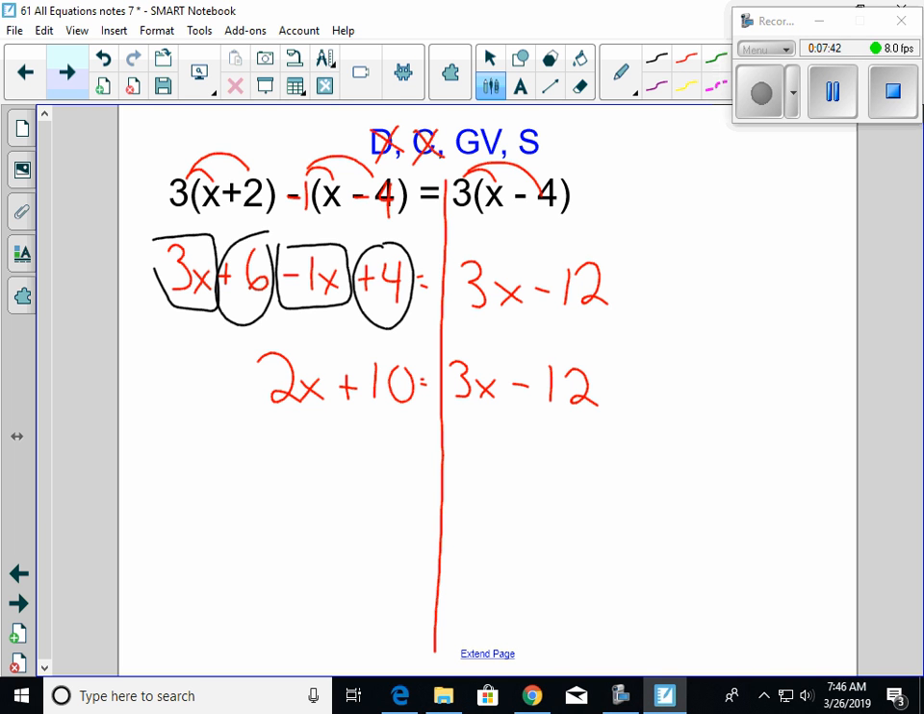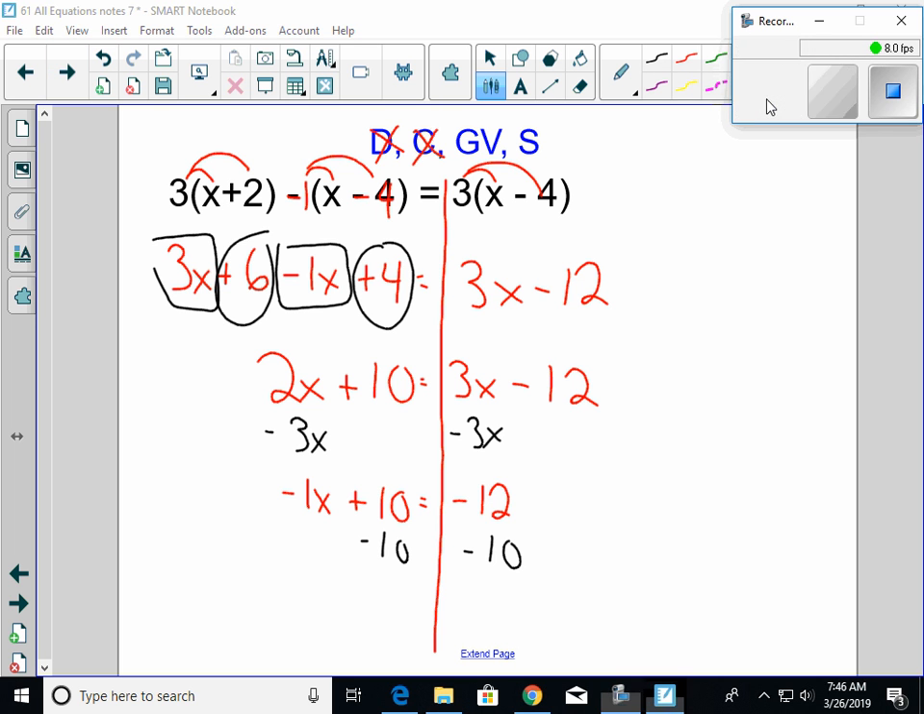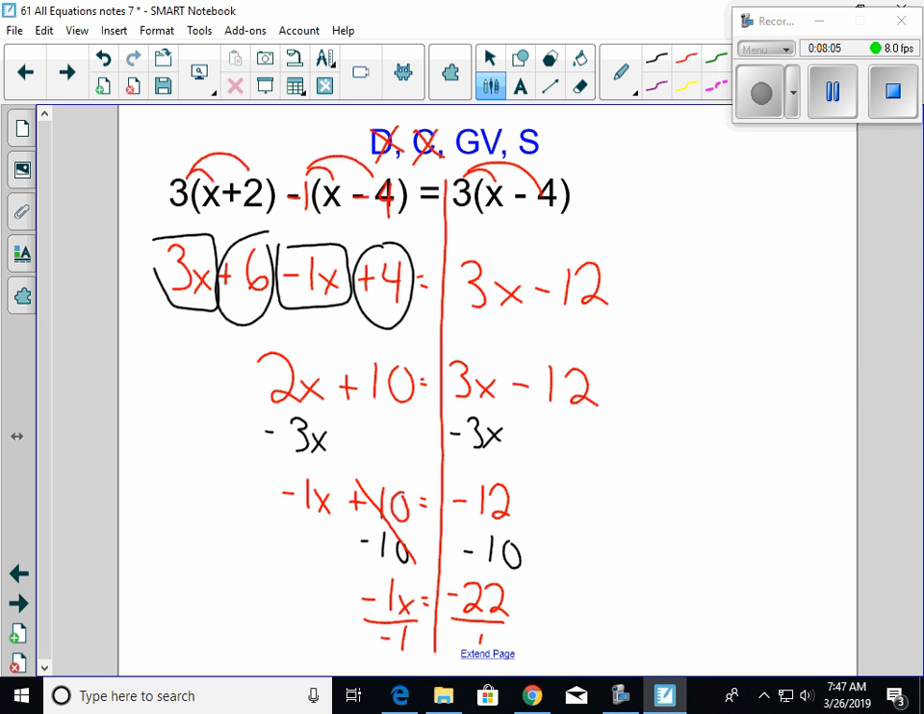Get your variables to the same side. Opposite of 3x is minus 3x. And then I'm going to have you try to finish this equation. Okay, -1x plus 10 equals -12. So we subtract 10 from both sides. -22, when I combine those, divide out that -1, and x is equal to +22.